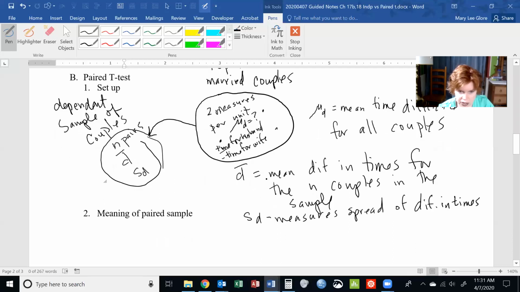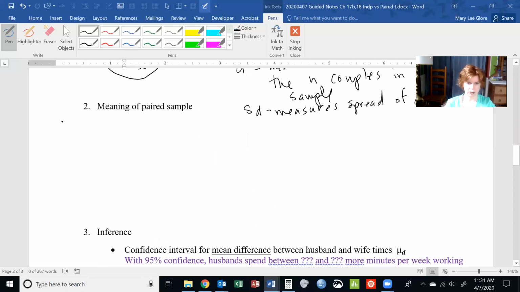So what's the meaning of a paired sample? Basically, we have two dependent observations per unit, and the unit above was the couple. A unit can also be a person. I might have two scores for a person: their score on exam 1 and their score on exam 2, so my unit is the person. Joe Smith got an 80 on the first test and a 90 on the second test. Those two test scores are not independent because it's the same student.